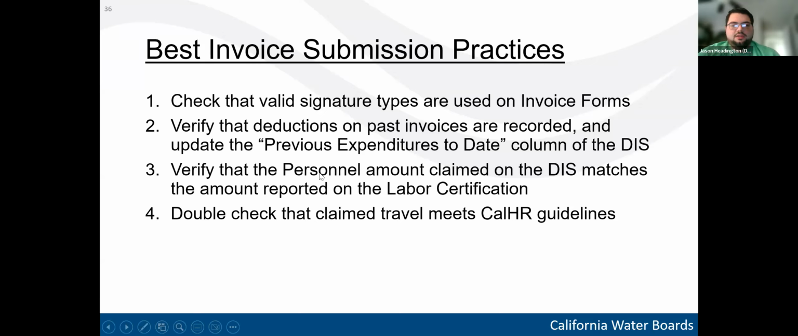Third, verify that the personnel amount claimed on the DIS matches the amount claimed on the labor certification, which we went over. And then fourth, double check any travel that it meets CaliJAR guidelines. And so this last one especially is just helpful to verify that the correct mileage rate was used, the correct number of miles was claimed. That'll help speed up the invoice process greatly.